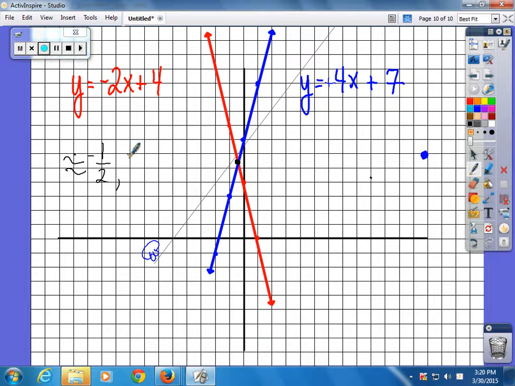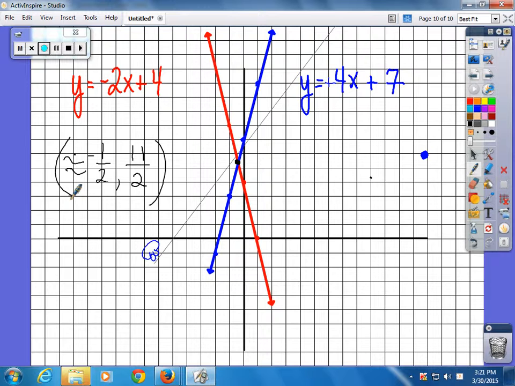6 1/2 would be 13 halves. 1, 2, 3, 4, 5 1/2. Sorry, 5 1/2 is what? 11 halves? Thank you. I counted one extra. You just like to prove me wrong. You just like to make my life miserable. 11 over 2. Now, that's what I think by graphing, that's what I think the answer is.